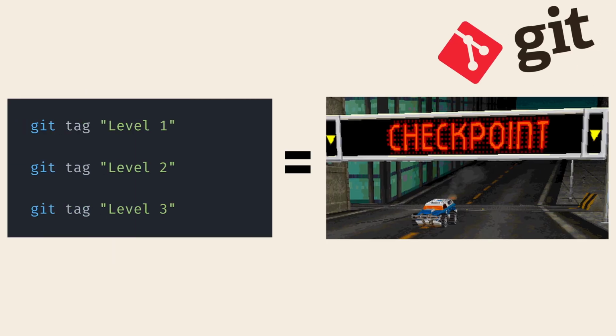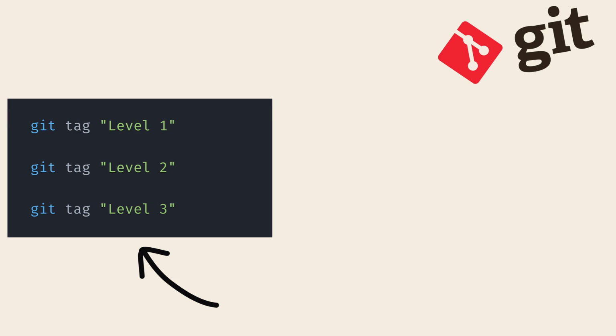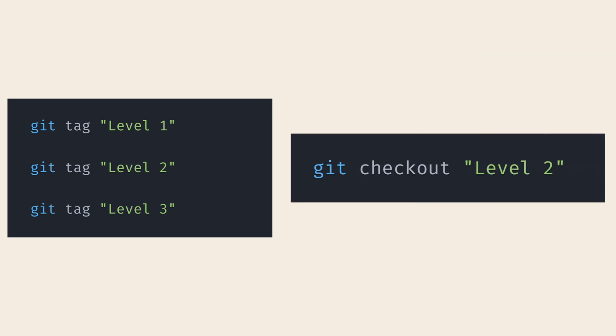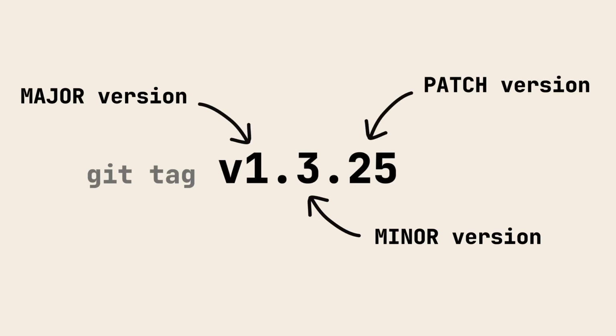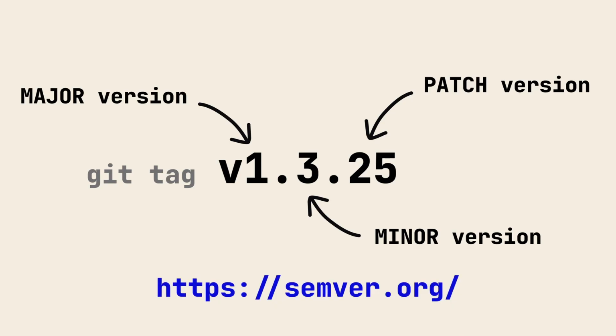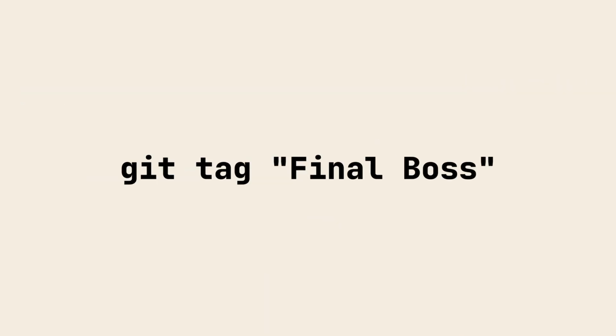And the cool thing with Git, after you have created those checkpoints, you can always come back to any one of them with this simple command. Now, people use this semantic versioning to name their checkpoints. I guess it's a common standard among the community, but you can name your checkpoints whatever you want.